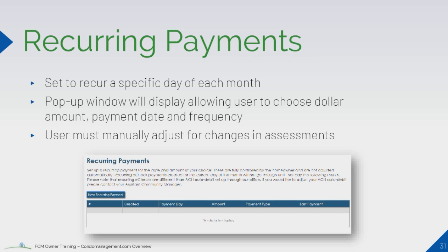So if you'd like to set up recurring payments, there's also the option to do that. The third-party service fees that we just discussed are also applicable to recurring payments, so just be aware that that'll be tacked on a monthly basis for any new recurring payment that's set up. A pop-up window will display, which would allow you to choose the dollar amount, payment date, and frequency for your recurring payment. So it really does give you a lot of control based on your own situation on how to set up your payments.